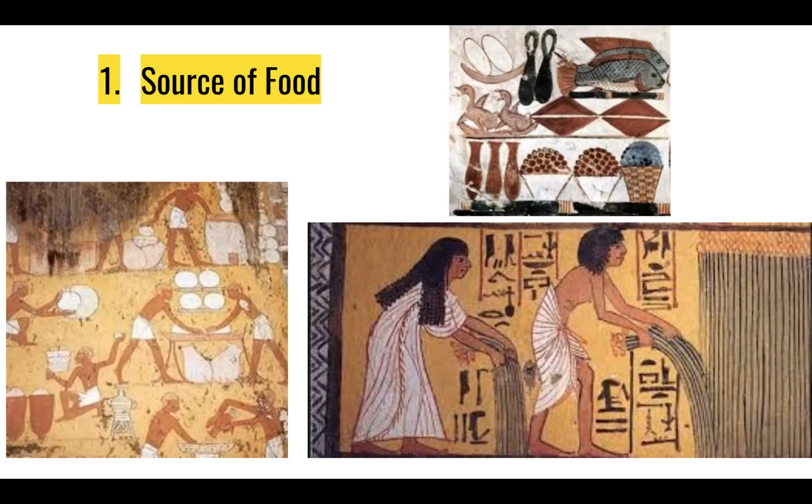So here are a few images about food. You can see in the top right hand corner, okay, if I just put my cursor around it so you can see it, you see the ducks and the fish and some grains. So you can see there that they had a variety of food sources. If you come over here and look at this image on the left hand side, you can see the process of how they made grain, and this is obviously the wheat itself when they're pulling it out.